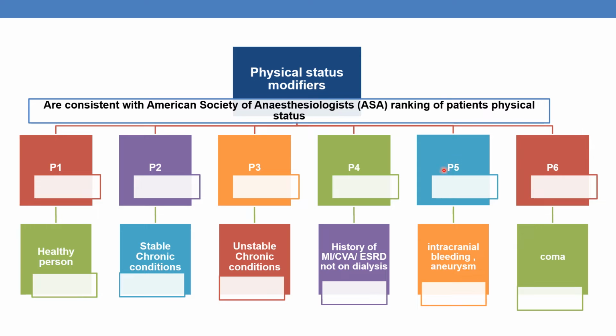And P5 modifier indicates the patient cannot survive without performing surgery. In such cases, we indicate with P5 modifier. For example, if the patient has intracranial bleeding or aneurysm. These clinical scenarios are represented by P5 modifier. And P6 modifier is indicated to describe a brain dead patient or a patient in coma state.